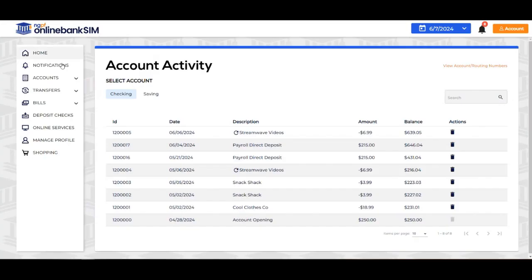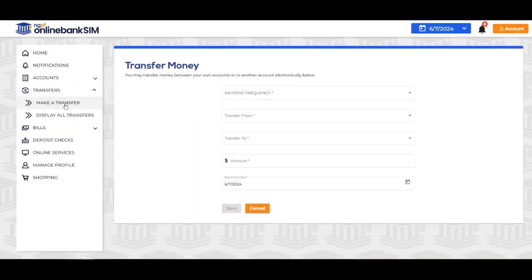If I come over here, I can go to transfer, make a transfer, payment frequency. I could either do a single one-time transfer or a monthly transfer, which would be recurring. If I wanted to do twice a month, maybe after every paycheck, I would set up two separate monthly transfers. I'd set one up for maybe the 5th of the month after my first payment, and then another one maybe the 20th of the month after I get paid a second time.